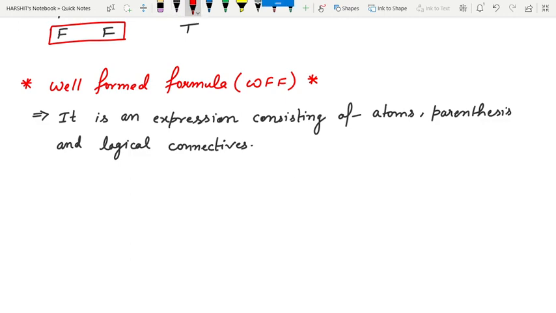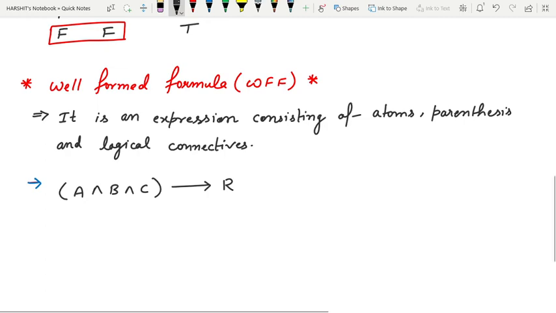For example, let's see some examples of well-formed formula. If I write a relation A and B and C plus R. So this is a relation, and if I ask you whether this particular expression is a well-formed formula, so the answer is true. Why? Because in well-formed formula, two atoms cannot come without a logical connective. We have already learned that atoms are nothing but symbols that we use for proposition. So here you can see that all the atoms A, B, C are connected with logical connective AND. So this is a well-formed formula.